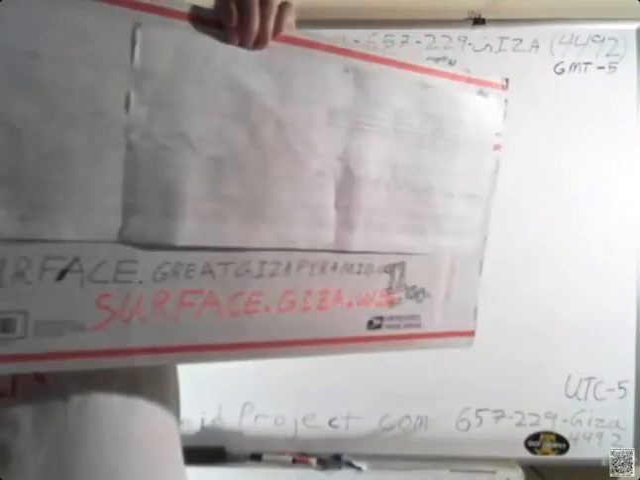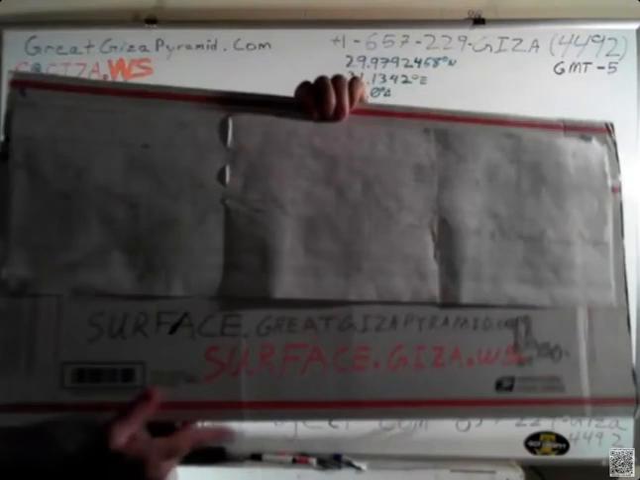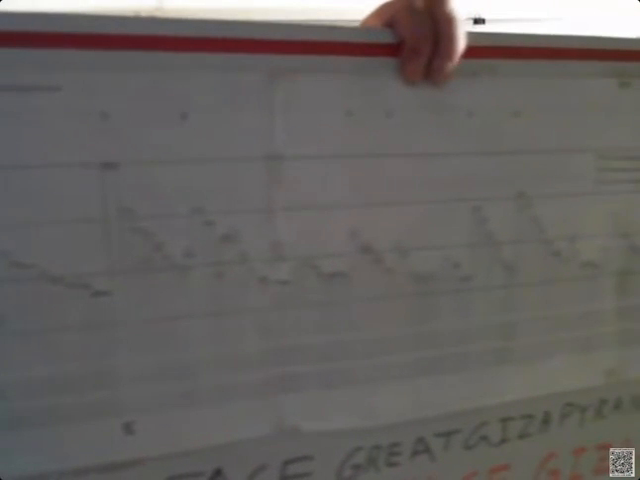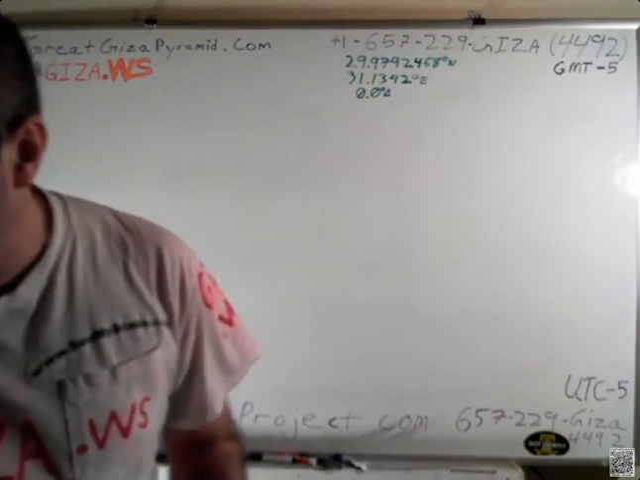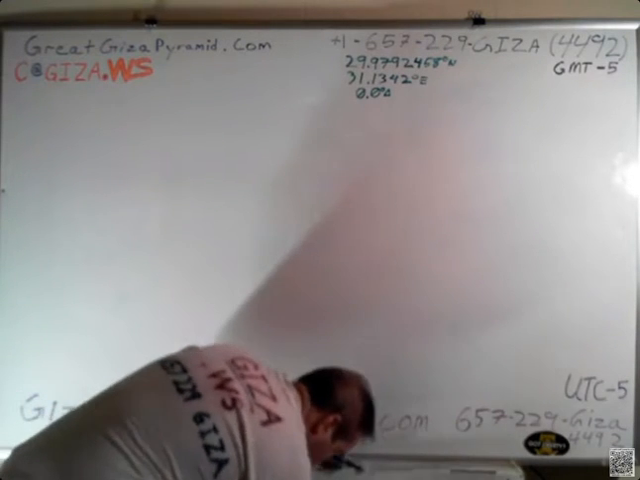If you take the time to go to surface.greatgizapyramid.com or surface.giza.ws, you will come across this really cool chart, which was done up by a gentleman in the 1800s, which shows the elevations and deviations of each of the layers of the Great Giza Pyramid. Now, what does all that confusing mumbo jumbo mean?